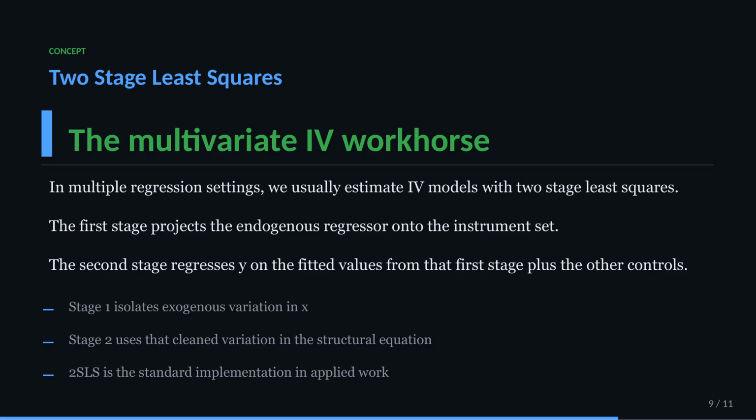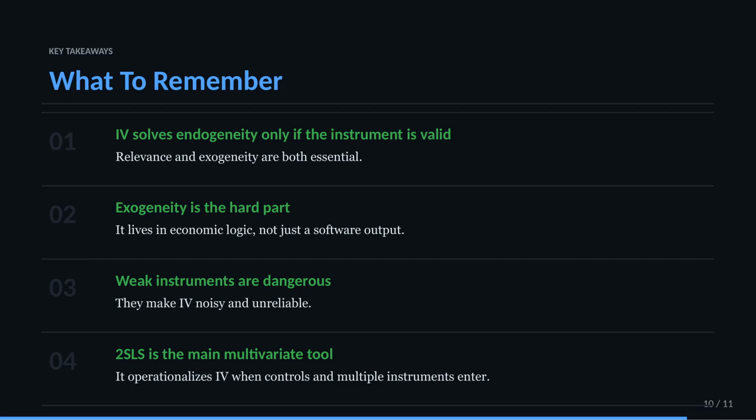So the practical lesson is simple, even if the implementation is not. IV is what we use when OLS is broken by endogeneity. A valid instrument must be both relevant and exogenous. Relevance can be checked in the data. Exogeneity has to come from credible economic reasoning. And weak instruments are a real danger because they make the whole strategy fragile.